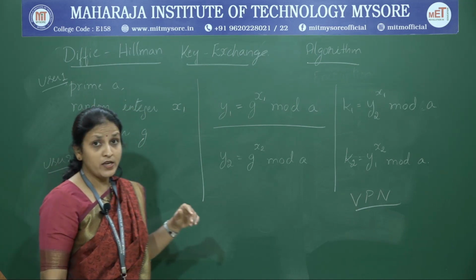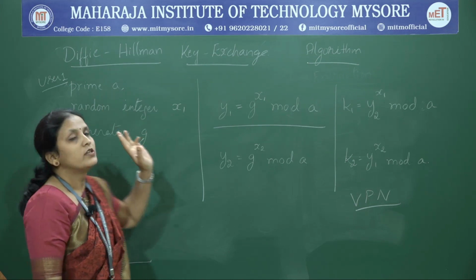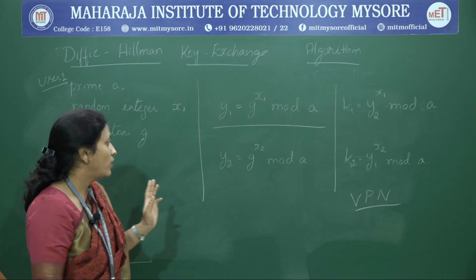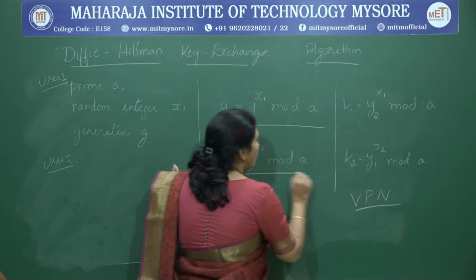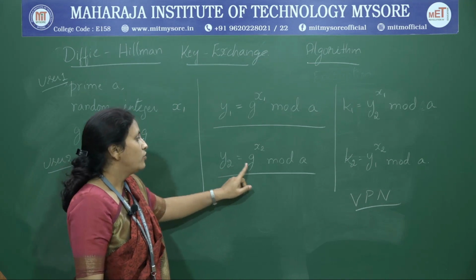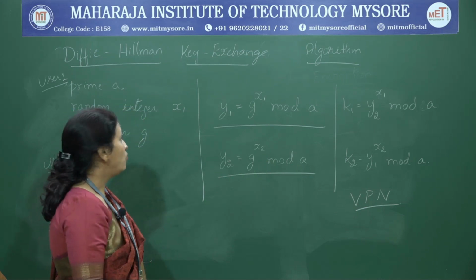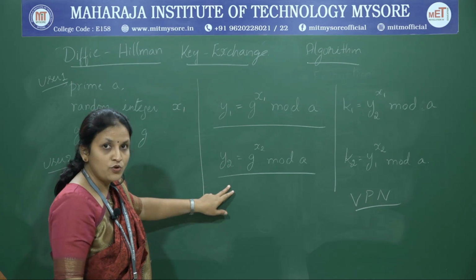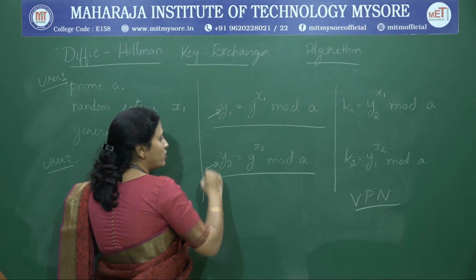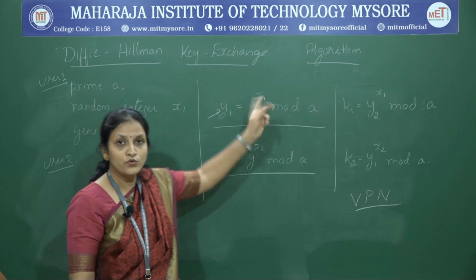Similarly, user 2 also follows the same procedure. It chooses three numbers: one prime, one random integer and one generator. With the help of that, user 2 also calculates its key. We call that y2, using this formula: G per x2 mod A. Now, both user 1 and user 2 are going to exchange these keys. This is user 1's key, this is user 2's key. User 1 sends this key to user 2 and user 2 sends this key to user 1.